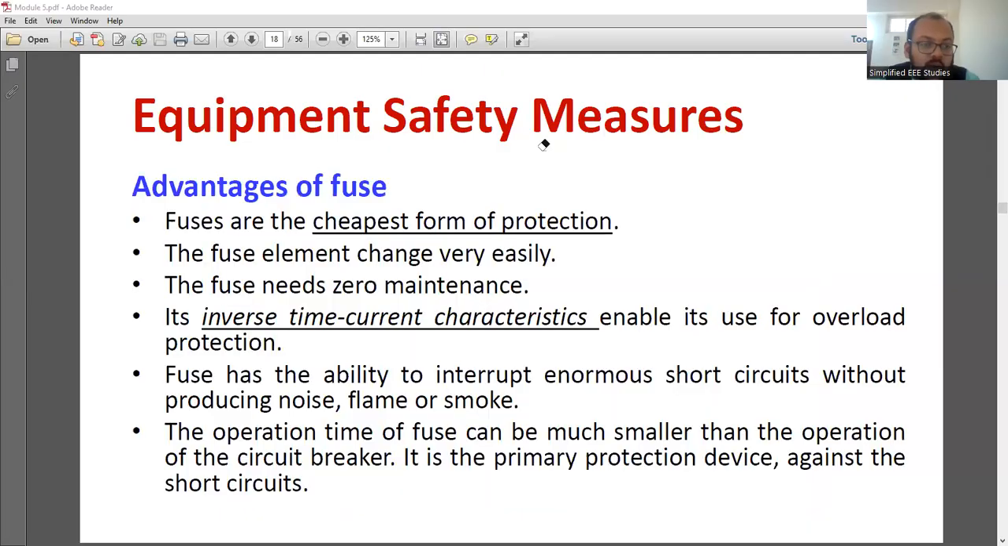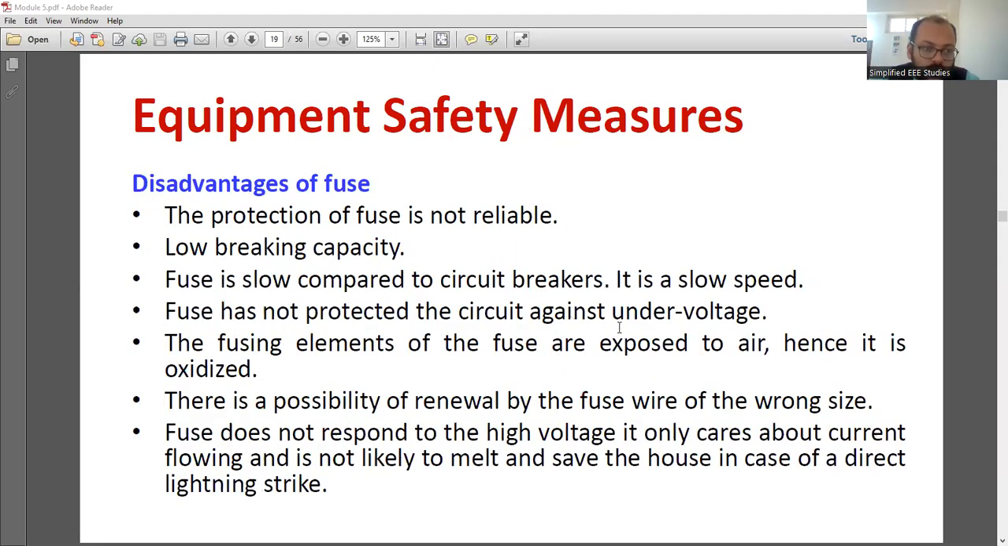Then what are the advantages and disadvantages? Cheapest form of protection. It follows inverse time characteristics. So that means if you plot the current and time, we'll be getting a hyperbolic graph. That means for more current, the fusing time is very less. It is going to operate fast. Okay, these are the drawbacks.